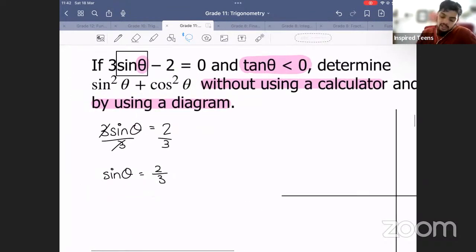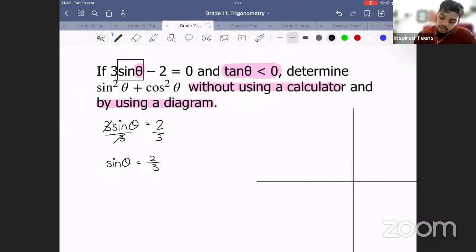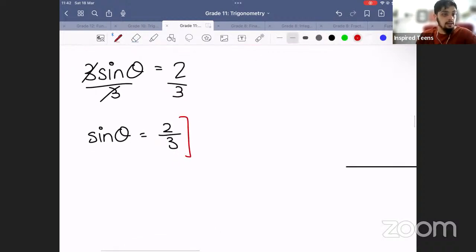The first indication is when you've isolated your trig ratio, the value that you get for sine, is it positive or is it negative? And thereafter, you'll solve accordingly. So sine is positive because it's positive 2 over 3. Sometimes you get a negative, then you'll deal with it accordingly. So because it's positive, we ask ourselves, in which quadrant is sine positive?